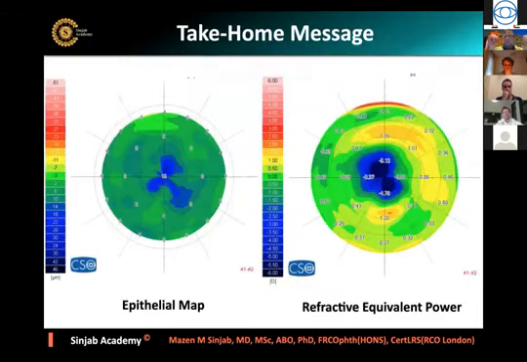So in this part of the presentation, I would say that if we want to follow the patient with cross-linking to monitor the effect, to monitor failure of the effect, then we have to study these two maps, the epithelial map and the refractive equivalent map, rather than the tangential and the elevation.